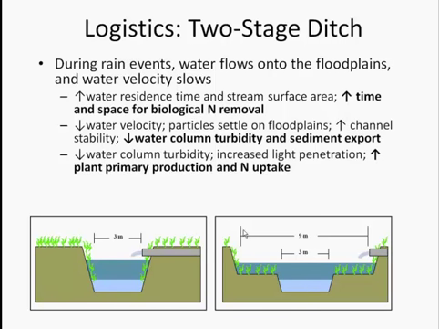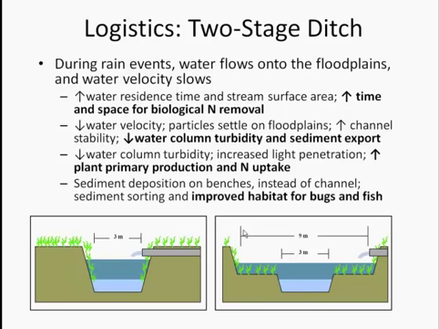We know that excess sediment can be a water quality problem downstream, but it also results in potential for increased light penetration. So that means that there's more light available for plants and algae in the stream, and that means that they can grow more rapidly and take up more nitrogen from the water column into their tissues as a result. Finally, there's more sediment deposition on the benches instead of in the channel, so we get some sediment sorting. In other words, some of those coarser substrates can be exposed, which can be improved habitat for bugs and fish.